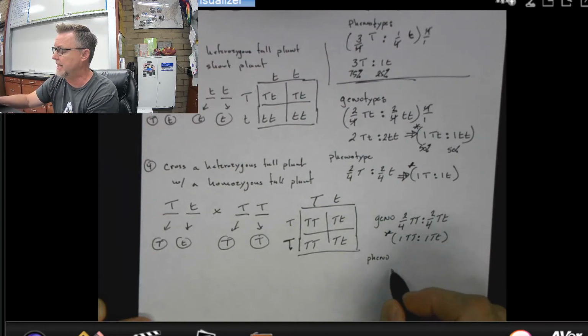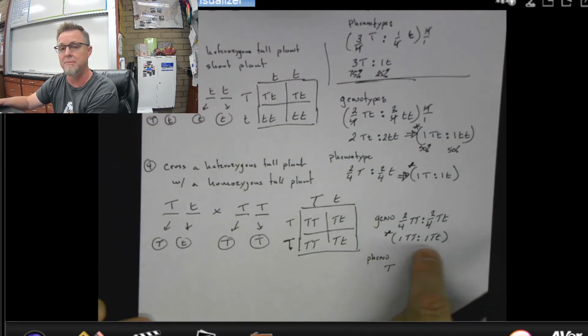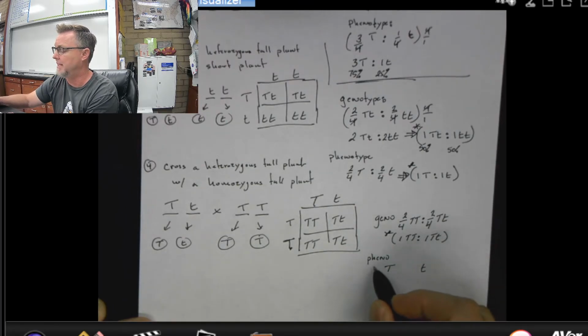As far as phenotype is concerned, we can be tall or we can be short, but remember, the only way you can be short is if you have 2 little t's. Do you see anybody up there that has 2 little t's? I don't. Okay, so basically it's 4/4 that have big T's, right? 0 out of 4 have little t, so it's 100% big T or tall.